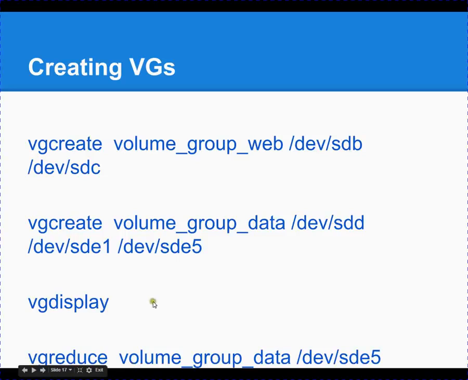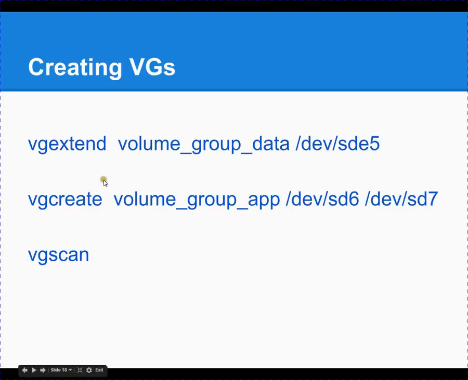If for whatever reason we want to remove one of those disks, we can do a vgreduce, and we list the volume group that we're going to reduce, and we list the disk that we're removing. If we want to put a disk into that group, we would do vgextend, list the name of the volume group, and then list the path of the disk that we're going to put back into the group. And we can do a vgscan as well. Some of these are kind of duplicates because they're my working notes as well.